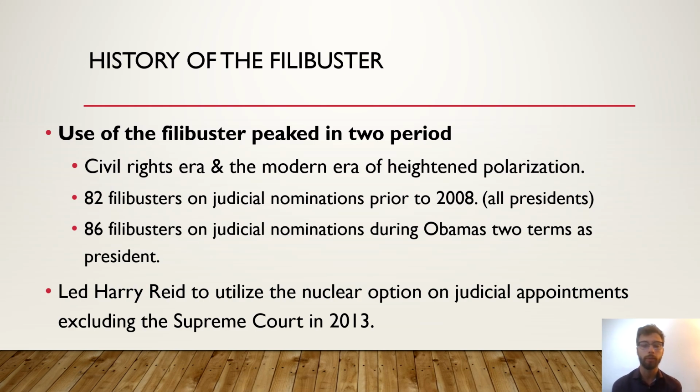This mobilized Harry Reid to utilize what is referred to as the nuclear option on judicial appointments, excluding the Supreme Court, and this was done in 2013. So in 2013, Harry Reid called the nuclear option. We now only need a simple majority to end a debate. We need cloture at 51 instead of 60 votes. So this lowered the threshold for getting to a final vote for federal judges. This expedited the judicial nomination process, resulting in many federal judges reaching a final vote, being struck down or approved by the Senate.